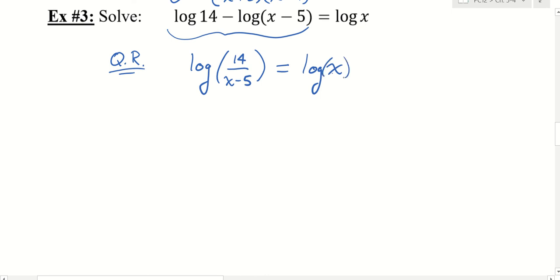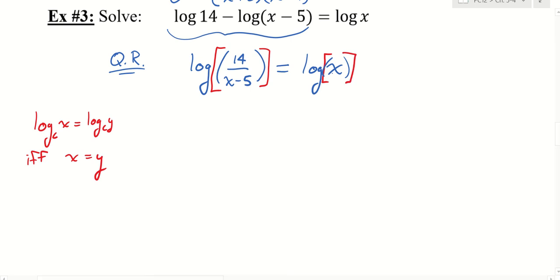And oh hey, I can apply this log rule. Maybe I'll make a note of that in red. We know that log base c of x is equal to log base c of y if and only if their inputs are equal. So this logarithm is equal to this logarithm if and only if this input is equal to this input. So those inputs are equal: 14 over x minus 5. If these inputs aren't equal, then this isn't even true.